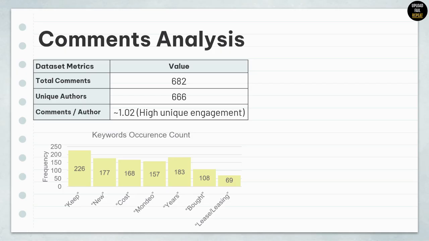When you extract all the comments from that video, there's a total of 682 comments with a single unique offer. I omitted on purpose the replies, otherwise it would accumulate to 900. But if you look at the comments to offer ratio, it is 102, which means it's a very high unique engagement. And then if you look at the keyword count for those comments, the word keep comes up most often with 226 entries, followed by new, cost, Mondeo, years, bought, and leasing. So it is a highly engaged audience discussing the financial trade-offs of car ownership.